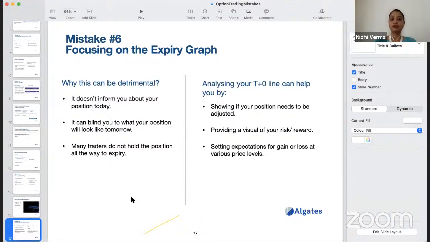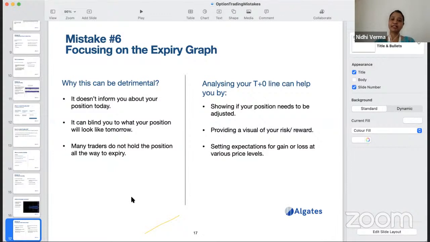So it makes you more aware about your position, about what is going to happen. If you only look at today's position, it can blind you to what your position will look like tomorrow. Many traders do not hold the position all the way to expiry. They are just exiting that trade somewhere in between. So when you have this kind of graph, you already have an idea of how your profit or loss will look over a period of time throughout the life of that trade. So this can help you.